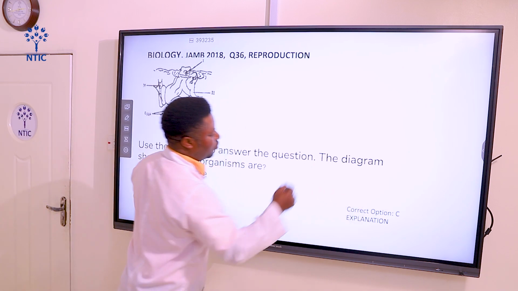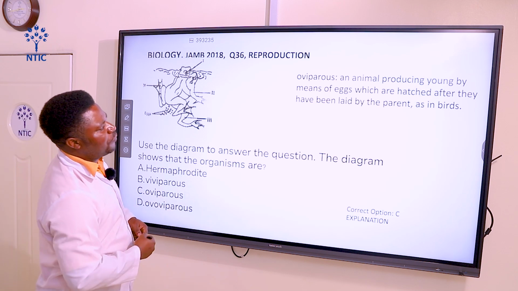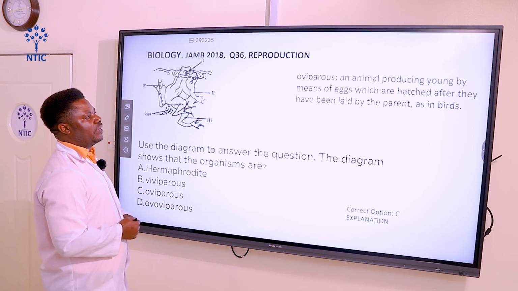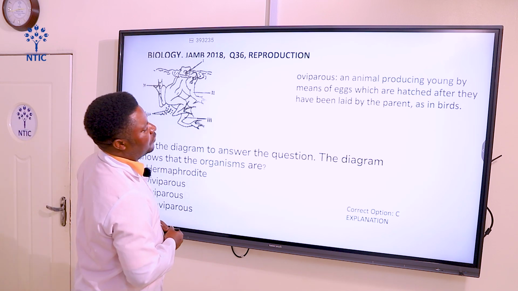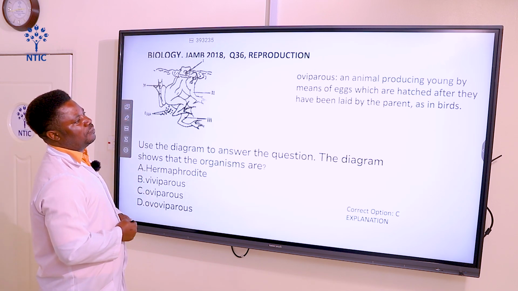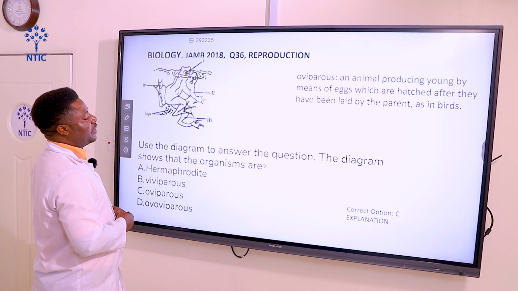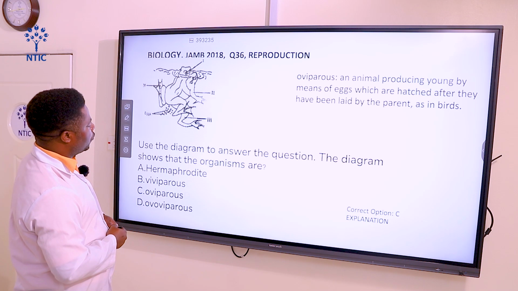Let's see the explanation to this. Oviparous means an animal producing young by means of eggs, which are hatched after they have been laid by the parent, as in birds. So, all animals that are able to lay eggs are said to be oviparous.